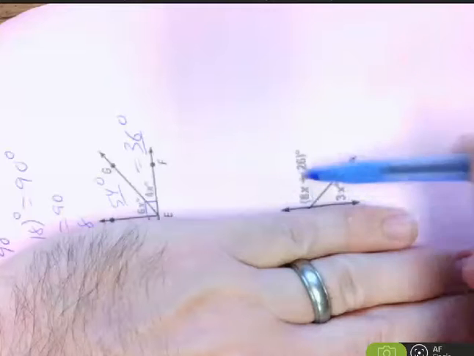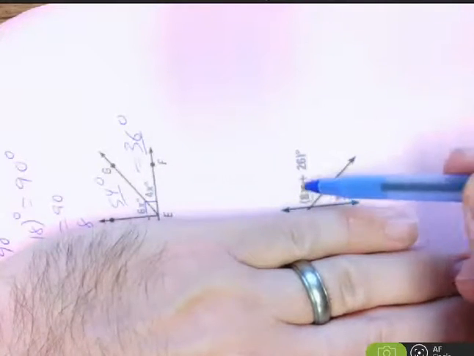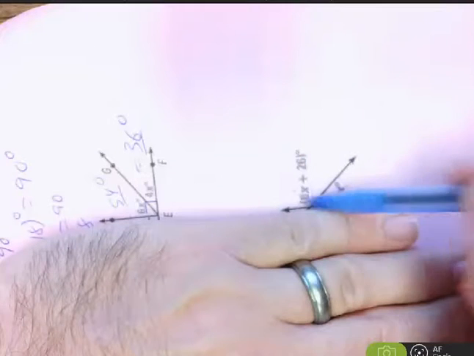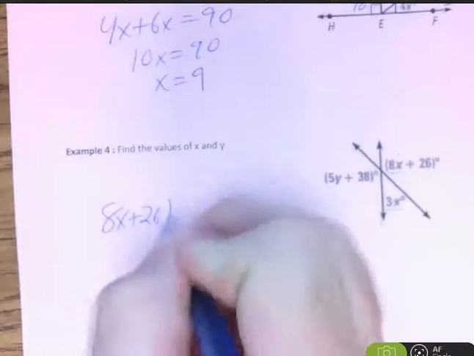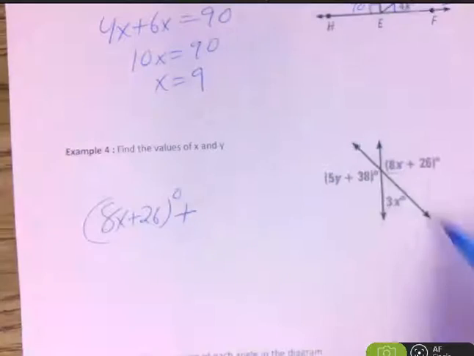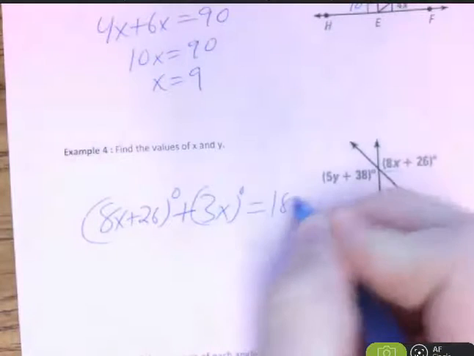Okay, that doesn't mean they're each 90. I know the picture makes it definitely seem like they're not 90, but there's nothing giving me that these are 90. They're just supplementary. So when I set this up, I'm actually going to write 8x plus 26 plus, that's one of them, plus the 3x must be 180.